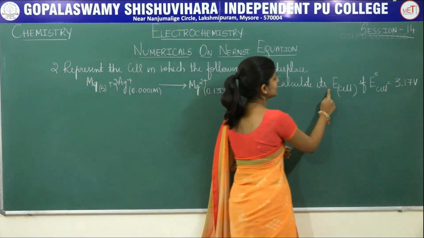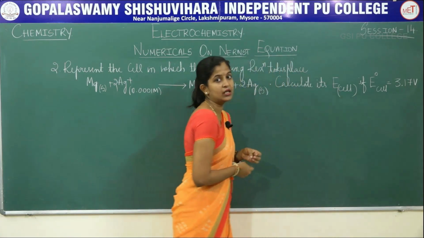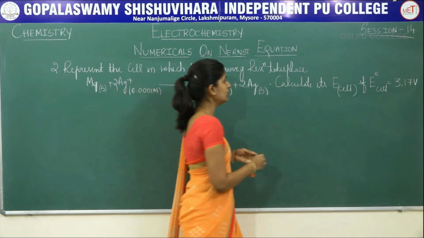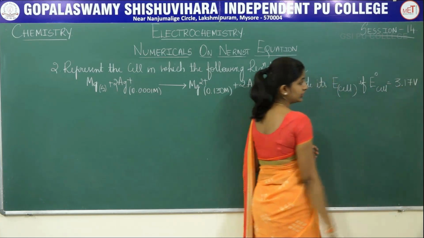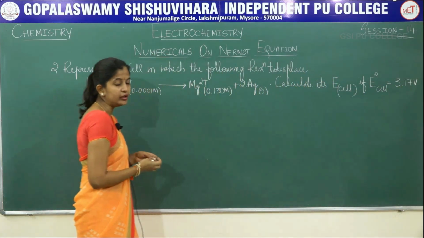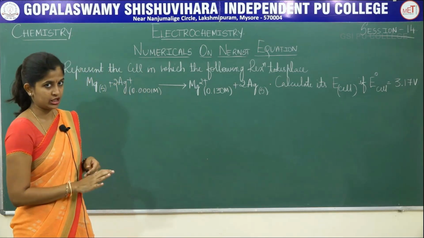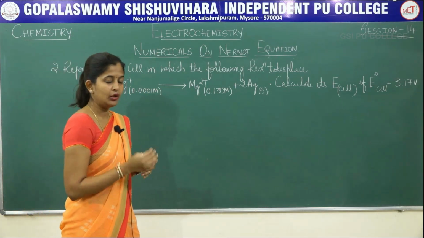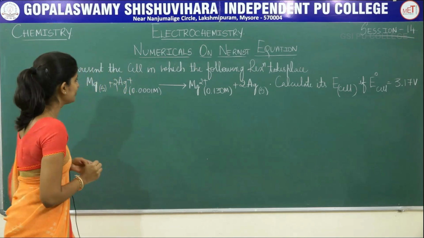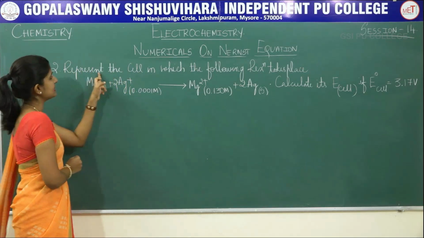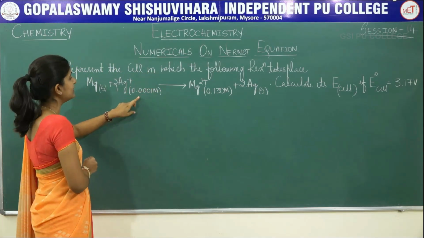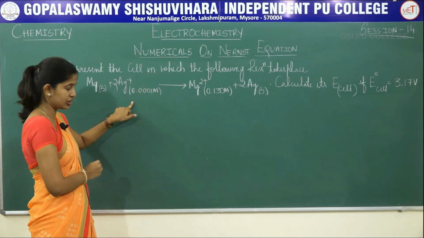Also, calculate this E cell, that is your cell potential at any condition. If E naught cell is equal to 3.17 volt, that is the standard cell potential is given. You have to calculate the cell potential. So first let us take the first half of the question, that is represent the cell. You have to write the cell representation for this reaction.